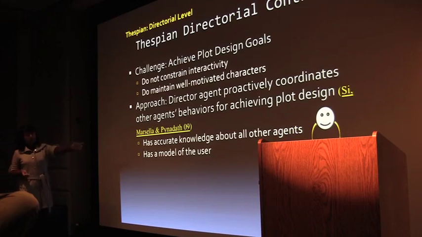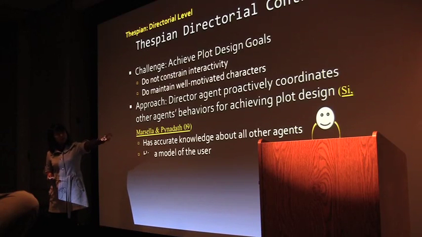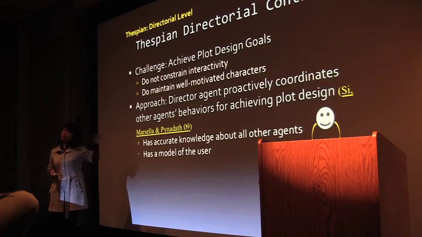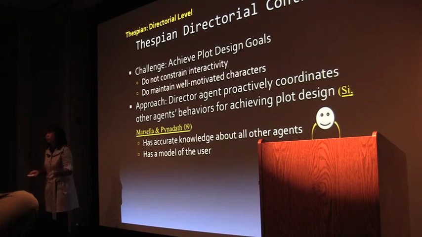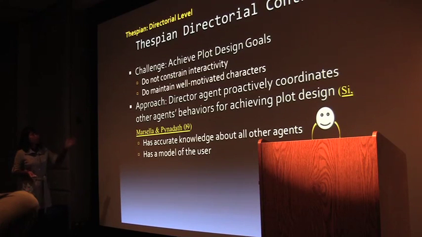So that's the diagram. Moving back to it, I'm going to talk about the director agent, which is the second layer of the diagram. The challenge in this task is that I want to coordinate all these characters to achieve a plot design goal without constraining the user's interactivity. On the other hand, it also should not force the characters to do things out of their own characteristics.